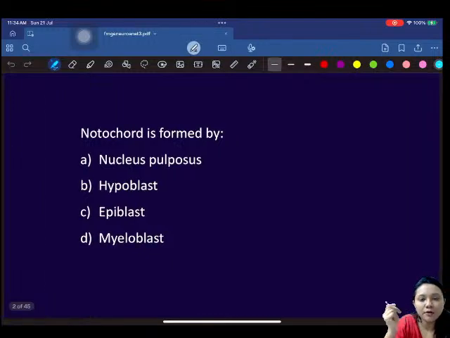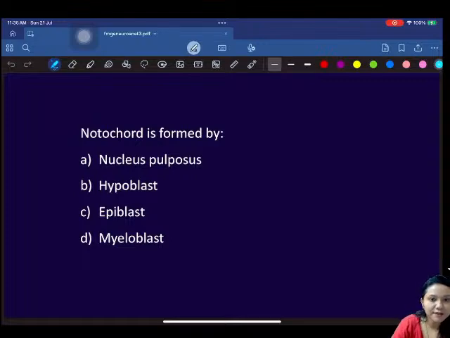Okay, first question is: notochord is formed by. They have given nucleus pulposus, hypoblast, epiblast, and myeloblast. Anyone who knows this answer in the chat, if anybody wants to answer this, किसको मालूम है ये answer?